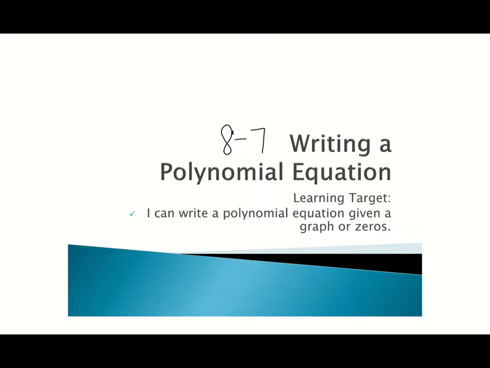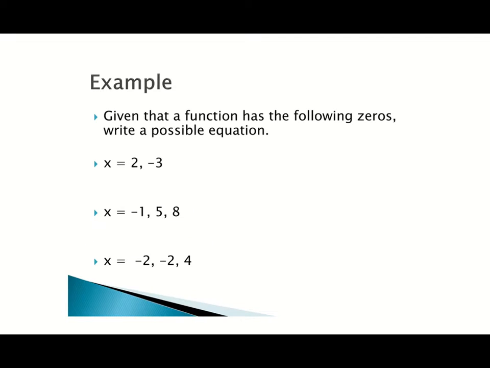This lesson is 8.7, writing a polynomial equation. So our goal today is to write a polynomial equation given a graph or the polynomial zeros. Before, we were given a polynomial function and asked to find the zeros. Now we're going backwards. We're given that a function has these zeros, and we want to write an equation. So we have to do a little bit of backwards thinking.